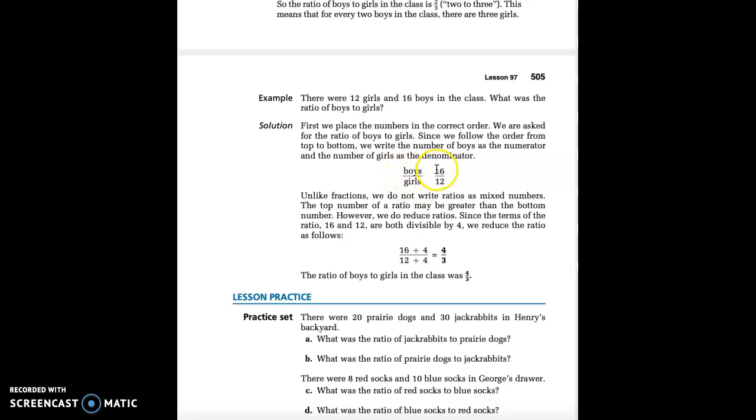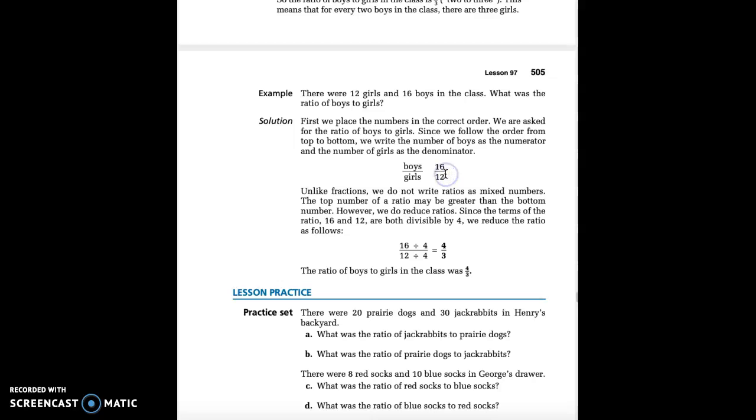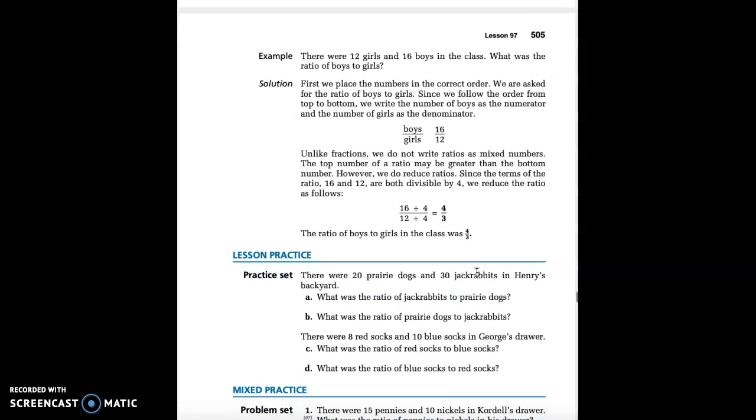There are 16 boys, there are 12 girls, but then we're going to go ahead and reduce that. So we're not going to write the ratio as a mixed number. We're just going to reduce it to its lowest common factors. So we know 16 and 12 are both divisible by 4. As you see down here, we have 4 to 3, and we would say the ratio of boys to girls in the class was 4 to 3.